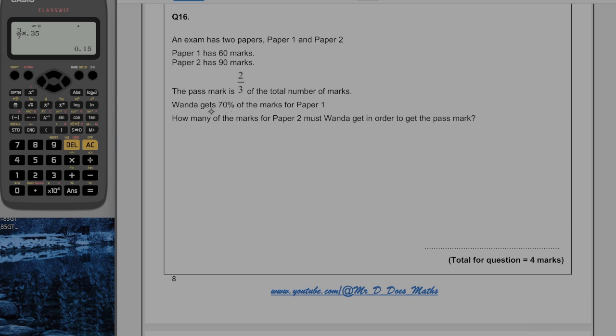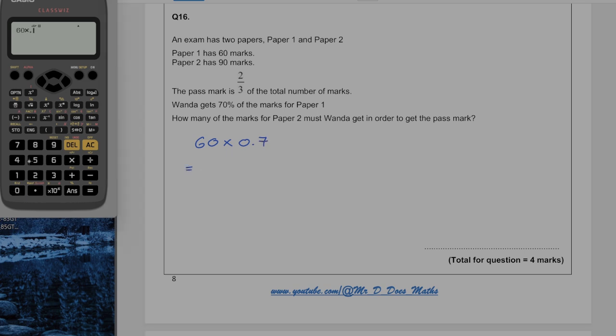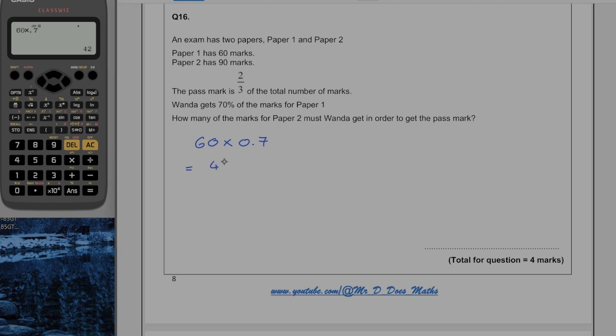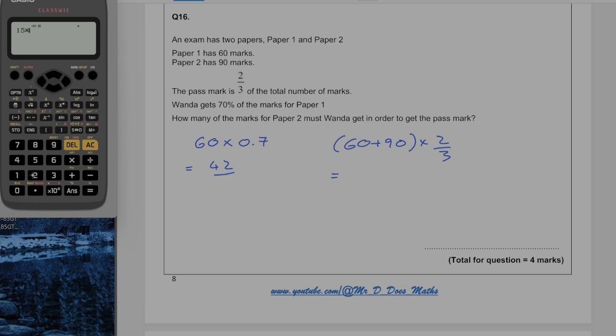Right, so we want 70% of 60, so that would be 60 times by 0.7. That will tell us the number of marks that she gets on the first paper, which is going to be 42 marks. Right, in total, if she needs 2/3 of, we'll now do 60 plus 90. That's the total number of marks times by 2/3. That will give us the number of marks that she needs. So that's going to be 150 times by 2/3, which is going to be, I think, 100. Yep.